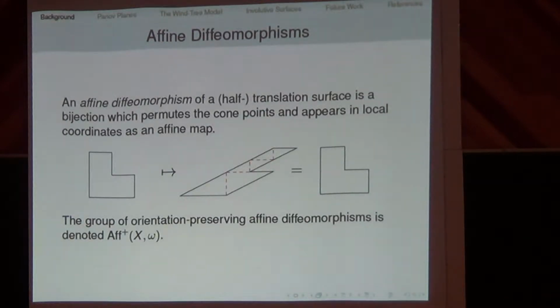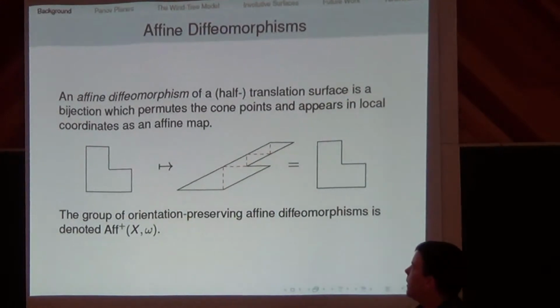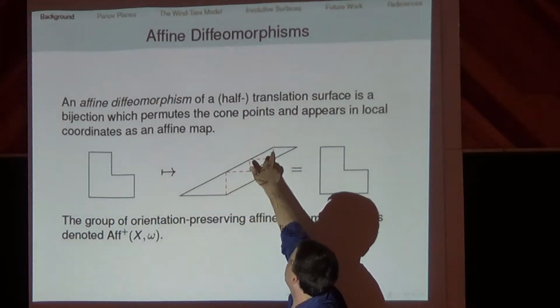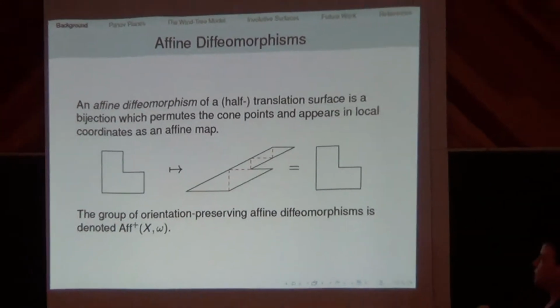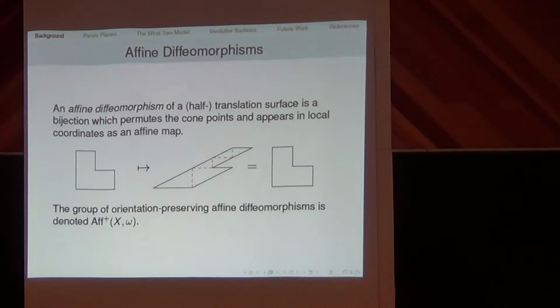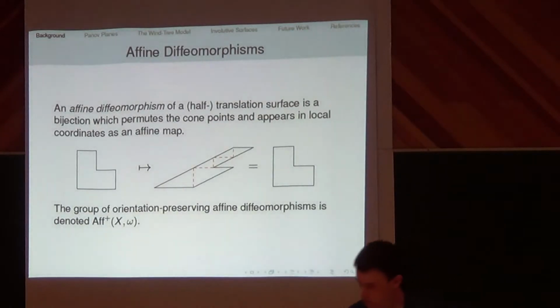The maps you care about on translation surfaces are affine diffeomorphisms, and these are just bijections that permute cone points and look locally like an affine map. So in this particular example, I have this L-shaped surface. I apply a shear to it, and then if you take this sheared L and cut it along this dashed red line and rearrange the pieces, you get back your original L. So you have a bijection from the L to itself that locally just looks like an affine map.